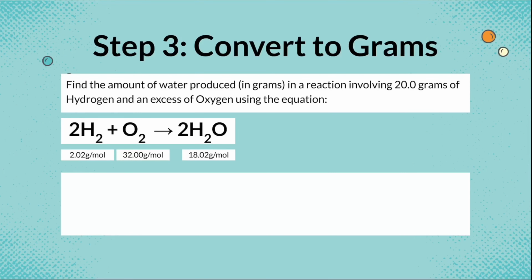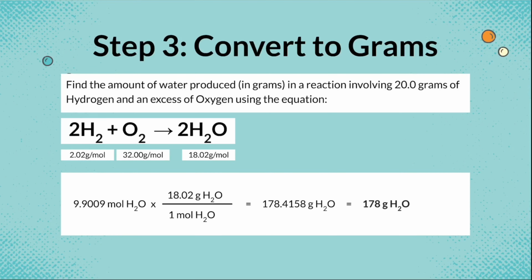Alrighty, so our third step is fairly simple. All we have to do is convert our 9.9009 moles of H2O into grams. Now, in order to do that, we'll need to use another ratio, 18.02 grams over 1 mole, since we want to solve for grams. So now we can go ahead and multiply this ratio with our 9.9009 moles to get 178.4158 grams of H2O. Or with sig figs, since remember we have 3 of them, we'll go 178 grams of H2O. Got the hang of it?